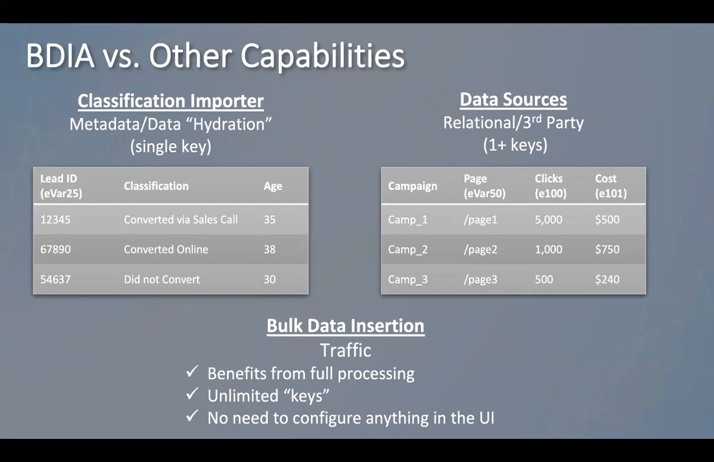And another nice part is that there's no need to configure anything in the UI. Both classification importer and data sources require you to go through and tell Adobe what to expect when you send the data, as far as mapping the events, eVars, and props. With data insertion, there's nothing to configure. You just send them the file with the appropriate headers, and then they figure out the mappings on their end from there. So there's some flexibility in that regard.